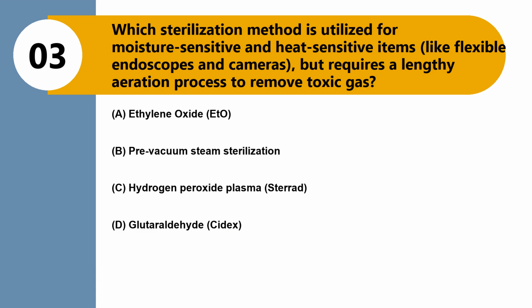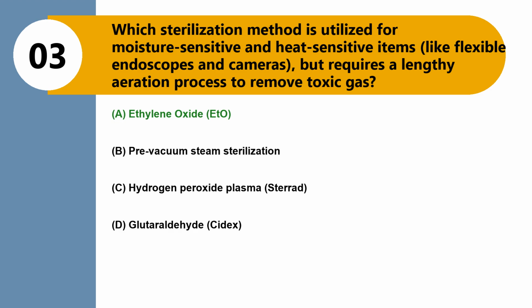Question 3. Which sterilization method is utilized for moisture-sensitive and heat-sensitive items, like flexible endoscopes and cameras, but requires a lengthy aeration process to remove toxic gas? Option A. Ethylene oxide, ETO. Option B. Pre-vacuum steam sterilization. Option C. Hydrogen peroxide plasma, STERRAD. Option D. Glutaraldehyde, Cidex. The correct answer is option A.